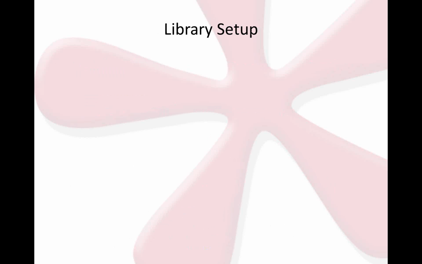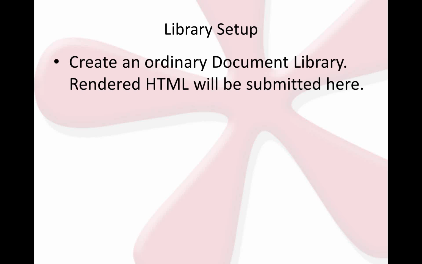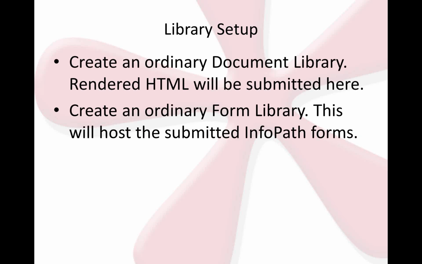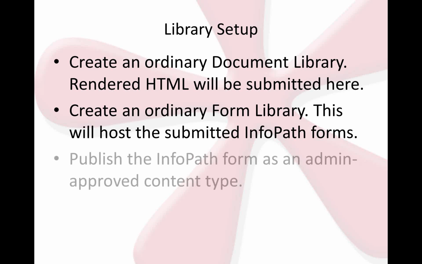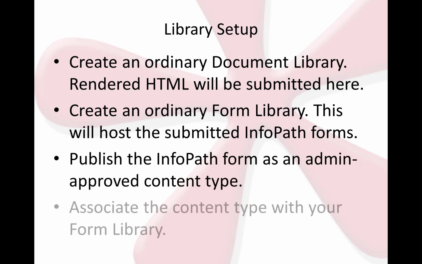This will also involve setting up a few libraries. You'll create an ordinary document library for the rendered HTML forms, and then an ordinary form library for the InfoPath forms. You publish the form as an admin-approved content type, and then associate that with your form library.